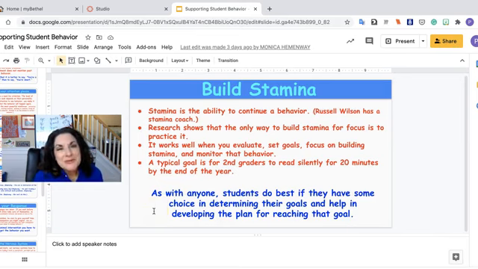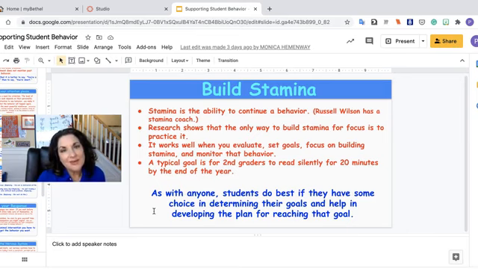I heard this week that Russell Wilson has 8 coaches. And one of those coaches is a stamina coach. So we think about stamina for running, but actually we have to build stamina for all activities that we do. And staying focused is one of those activities we need to build stamina for.